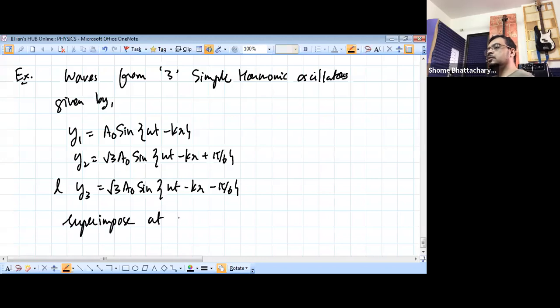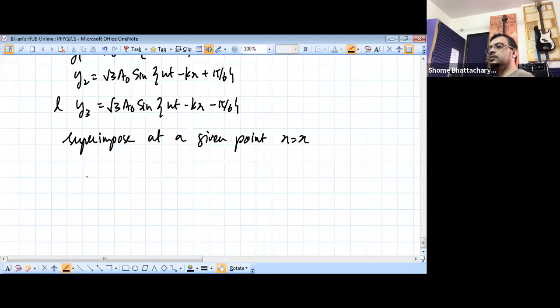Superimpose at a given point x equal to x. So find the resultant net amplitude due to their superposition.